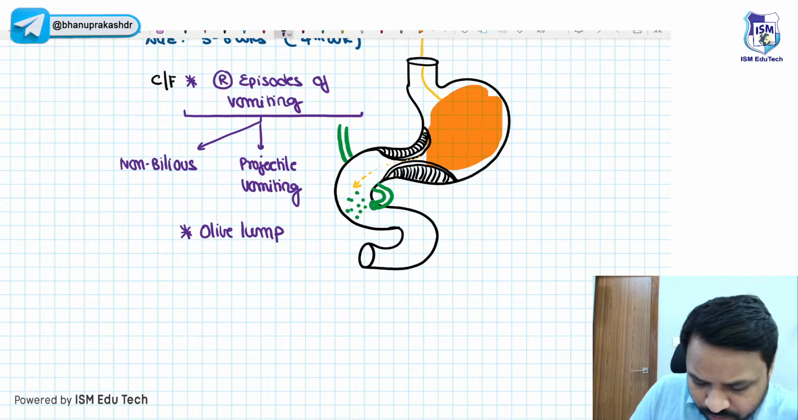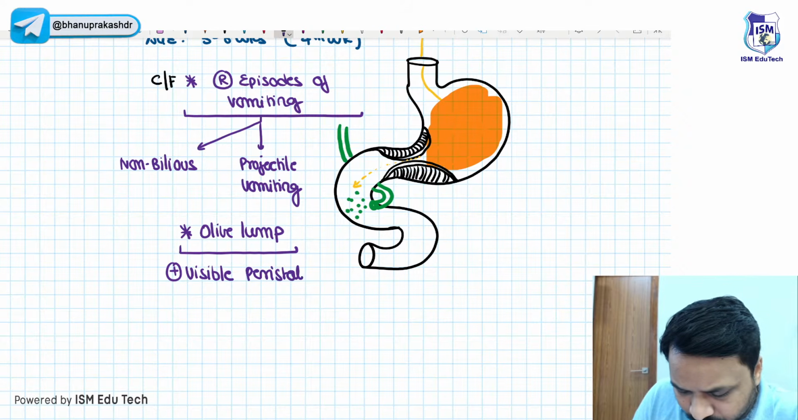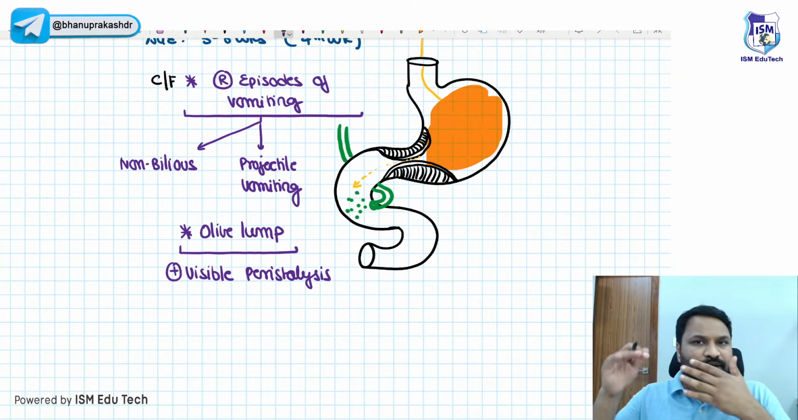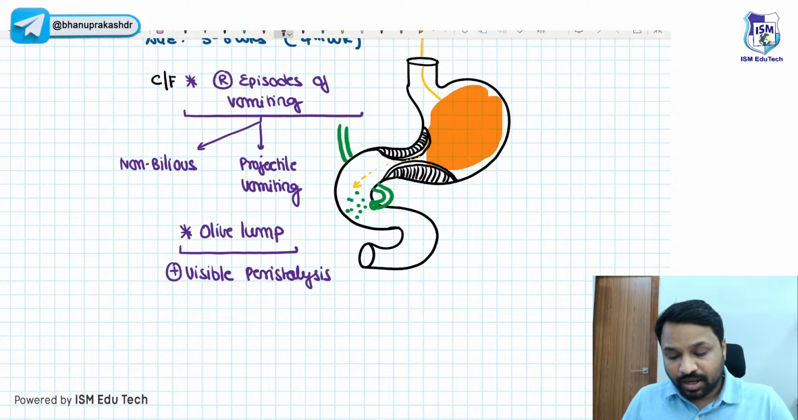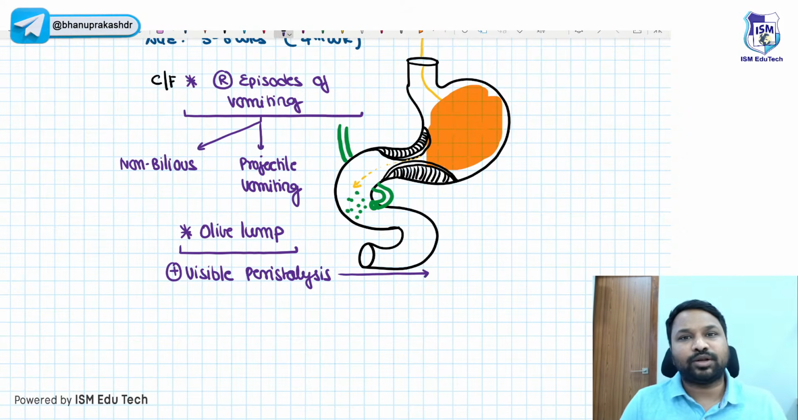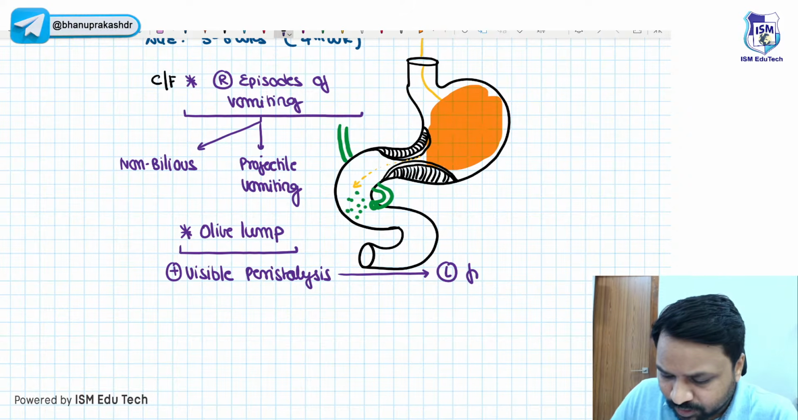Now, once you see this olive lump, in this olive lump, there is presence of visible peristalsis. Now, the visible peristalsis, because this is the stomach and it's trying to pump the milk into the forward direction, and you will see that peristalsis that is moving. So the question is, what is the direction of this peristalsis? Left to right or right to left? You will see the peristalsis is from left to right.